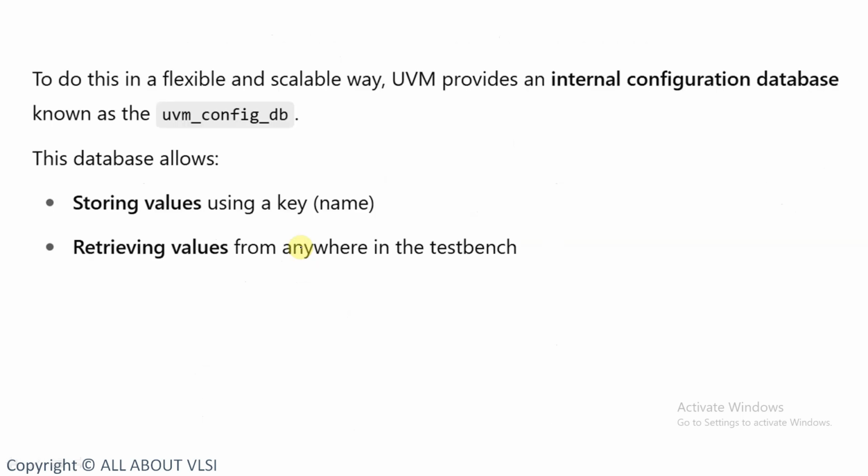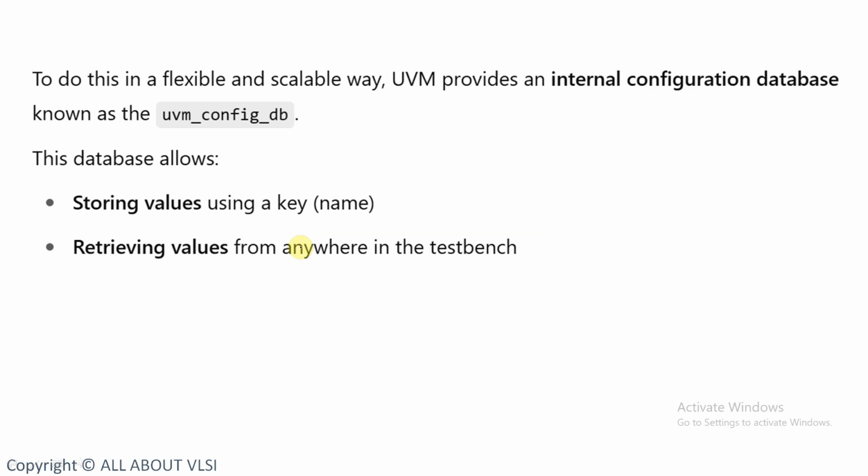So for doing this in a flexible and scalable way, UVM provides an internal configuration database known as UVM config DB. Basically, this UVM config DB is a class, like a database. It is going to store the values. The top level components who want to send the data or transaction handles to the lower level components just store the data into the database, and the lower level components will retrieve the data from the database.